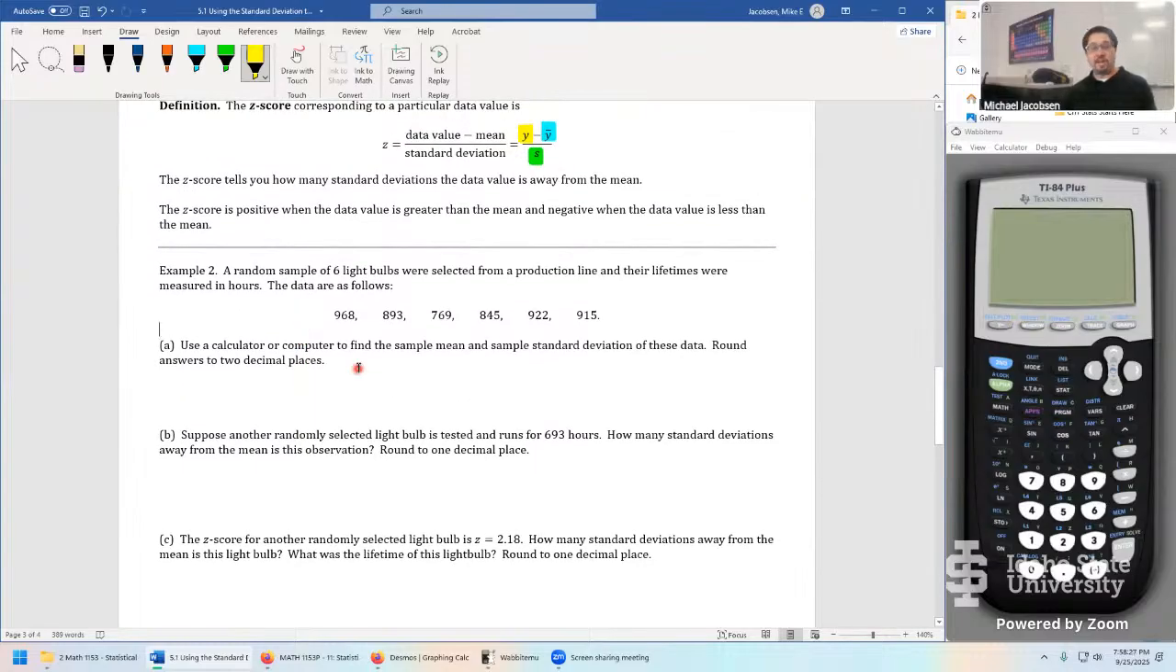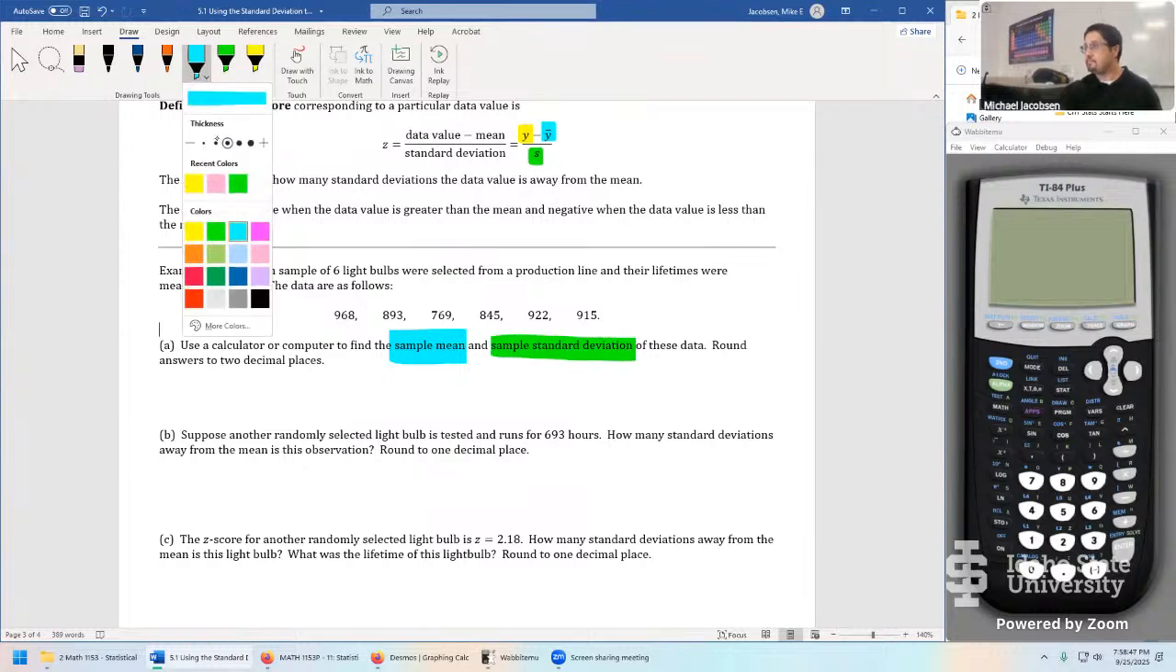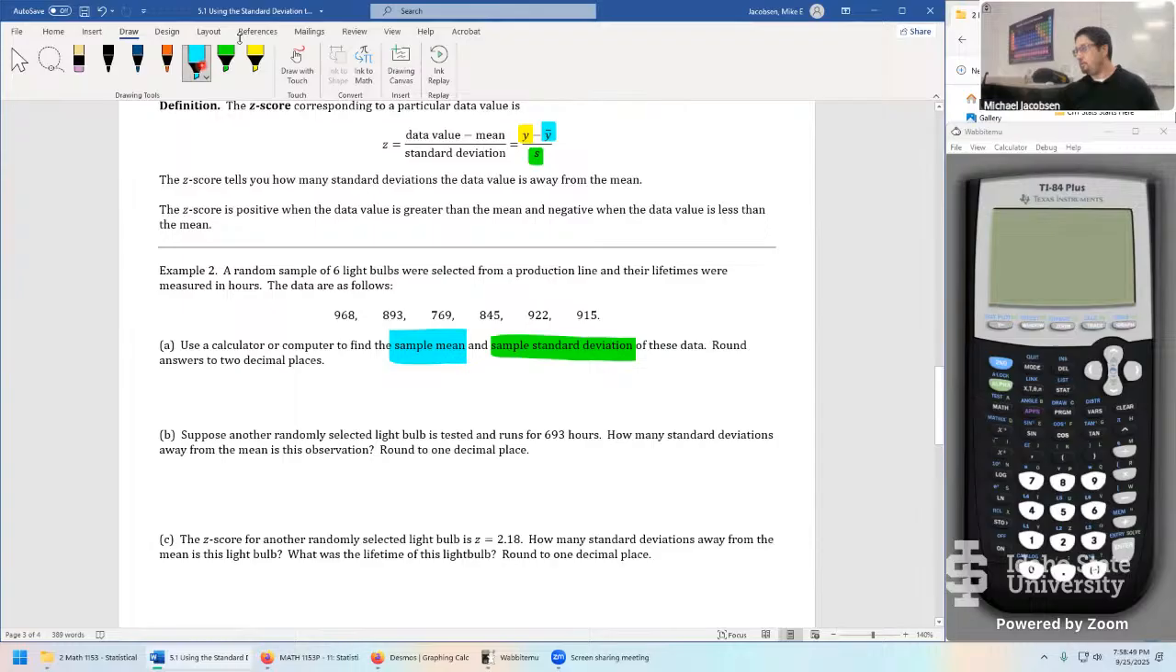But first, before we do anything involving z-scores, there are some z-score questions down below. Notice the first thing you've got to have is the sample mean y bar and sample standard deviation s. So that's our first job here: find the sample mean and the sample standard deviation. Really just kind of a refresher on the calculator, doing this data entry.